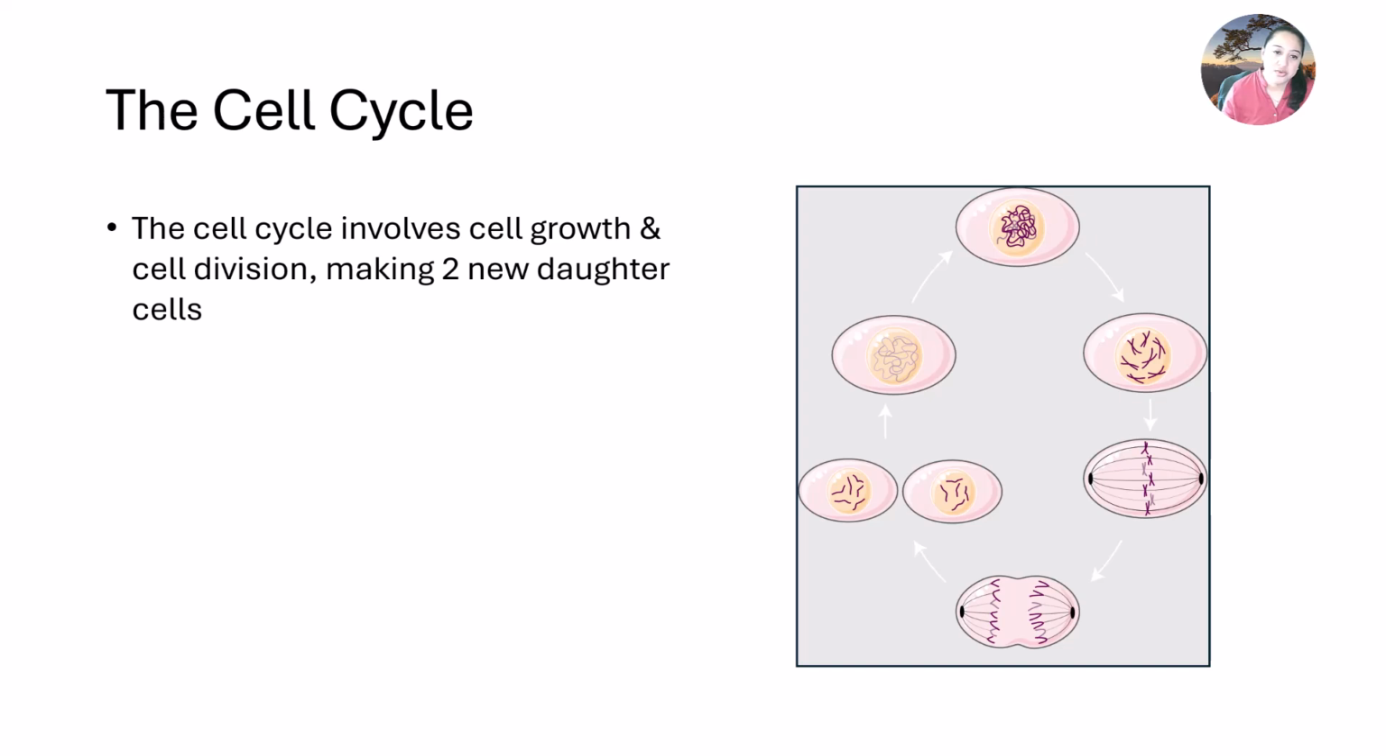And then those cells will each end up doing the same thing. To make more cells, each of those cells will end up dividing one day and then going through the whole process. So that's how your cells and your body make new cells, through this whole process called the cell cycle.